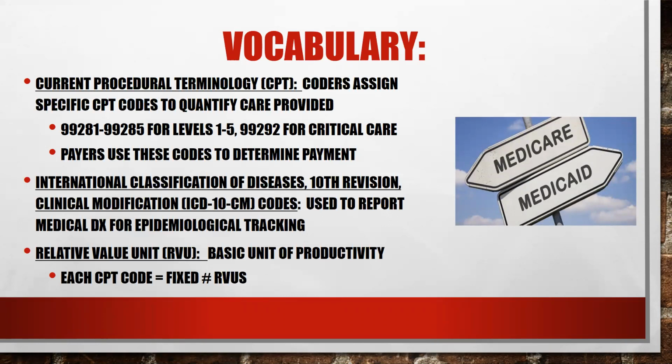And lastly, some of you guys have probably heard us talking about RVUs, or the relative value units. And this is kind of your basic unit of productivity. So each CPT code is worth a fixed number of RVUs. A lot of times payers will only get the CPT code and the ICD-10 diagnosis when they're determining how much payment or how to reimburse for an encounter. So the way to remember this is ICD codes are diagnoses, and CPT codes code for the work done.